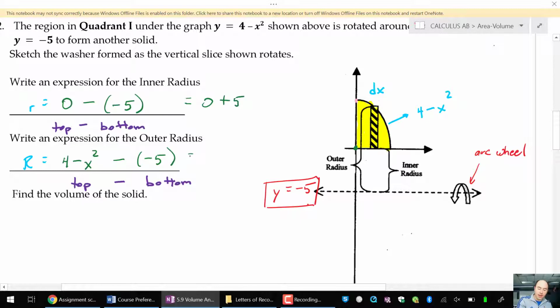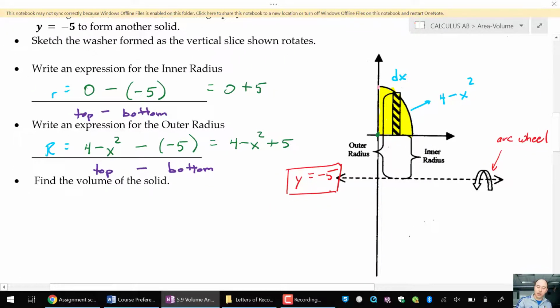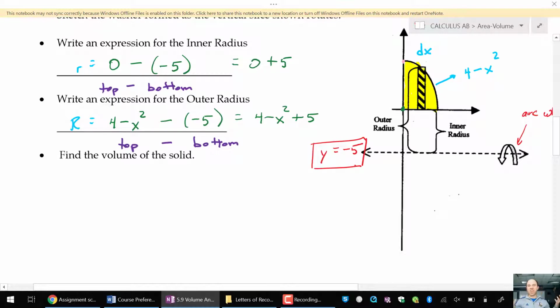That would be just fine. 4 minus x squared plus 5. Maybe you want to say 9 minus x squared. That would be okay, too. We can make those little algebraic simplifications if you want to. You can combine like terms and just make your integral a little bit easier to write.